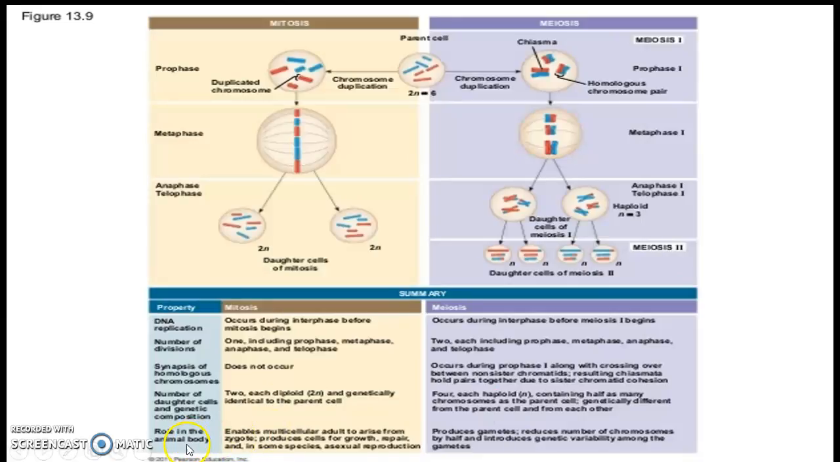Role in the animal body: mitosis enables multicellular adults to arise from the zygote, produces cells for growth and repair, and in some species, asexual reproduction. Meiosis produces gametes, reduces the number of chromosomes by half, and introduces genetic variability among the gametes. That's the difference between the two.